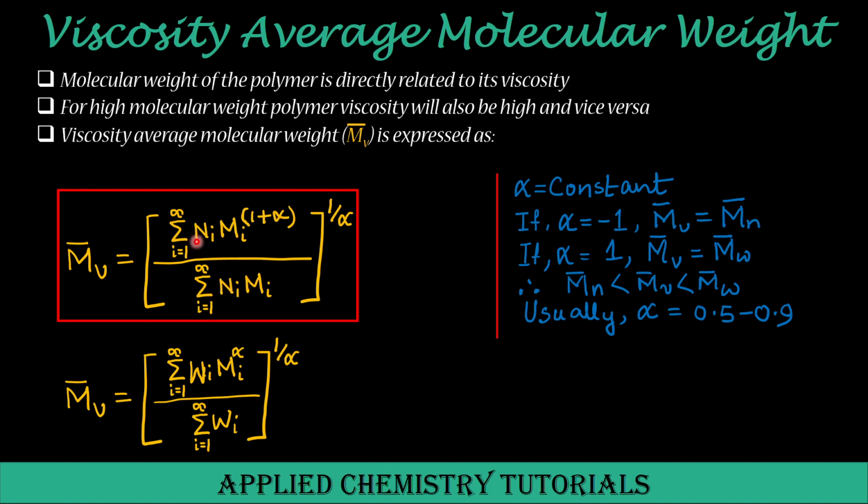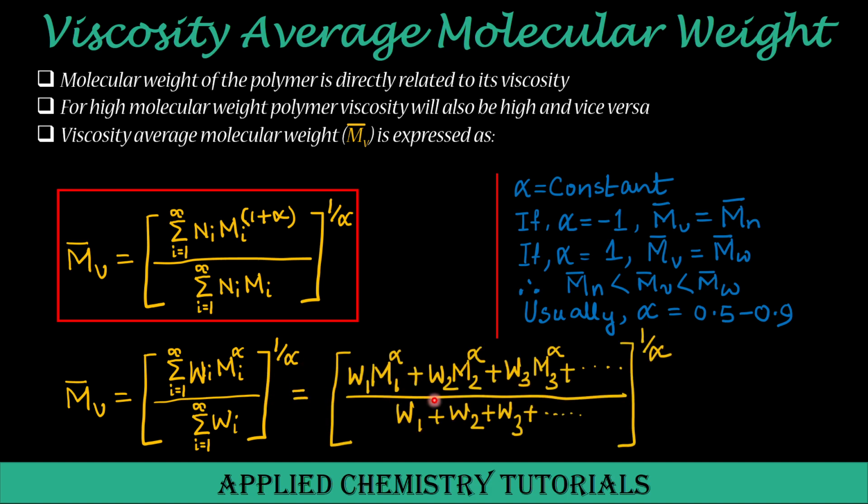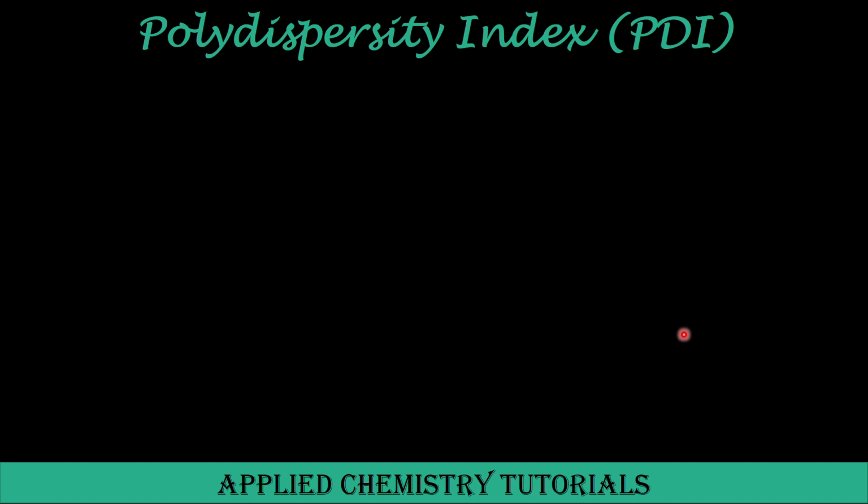So we can rewrite this expression by substituting Ni multiplied by Mi as Wi. Mv bar equals summation of Wi Mi to the power alpha from i equal 1 to infinity over summation of Wi from i equal 1 to infinity, whole to the power 1 over alpha. If we expand it, we will get W1 M1 to the power alpha plus W2 M2 to the power alpha plus W3 M3 to the power alpha and so on, divided by W1 plus W2 plus W3 and so on, whole to the power 1 over alpha.